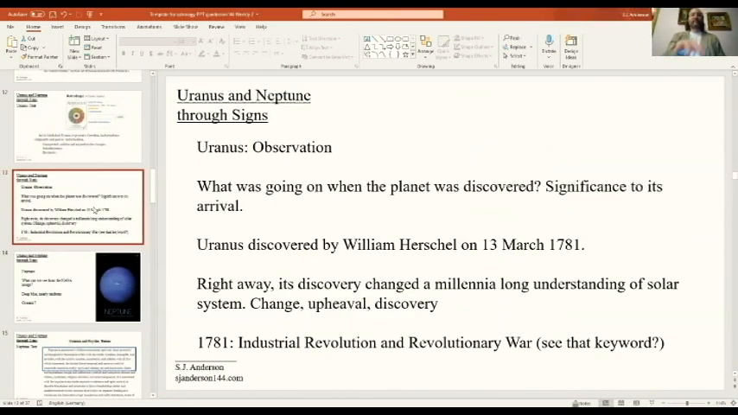And then this other component of observation, this is some of my own observation. Some of the stuff I like to do is you can just look at the history books. When was the planet discovered? And this is a common approach. I didn't invent this.